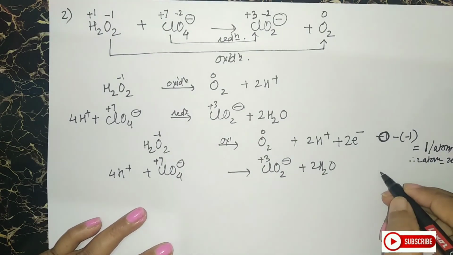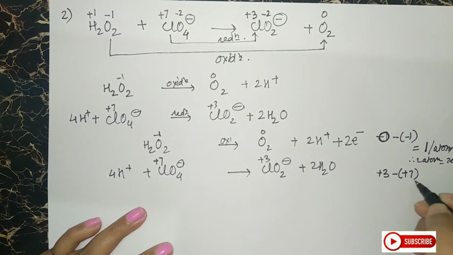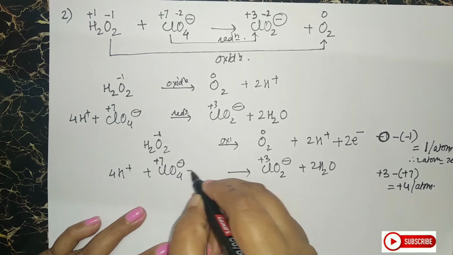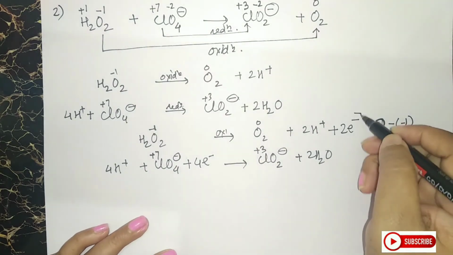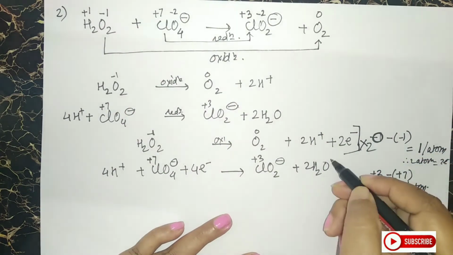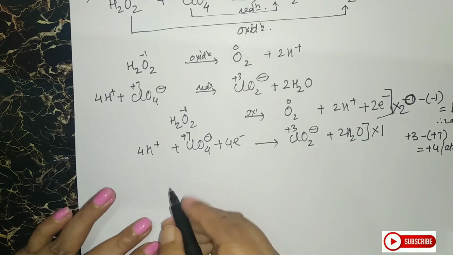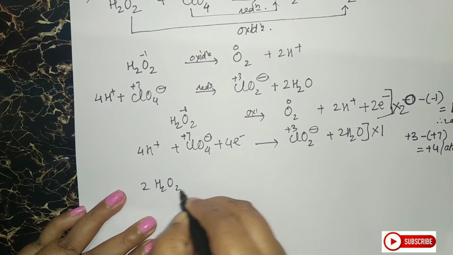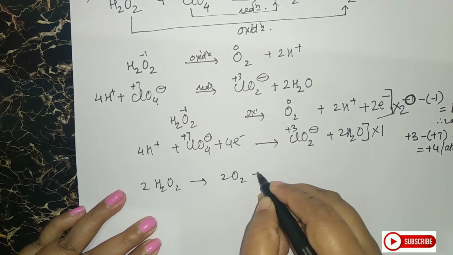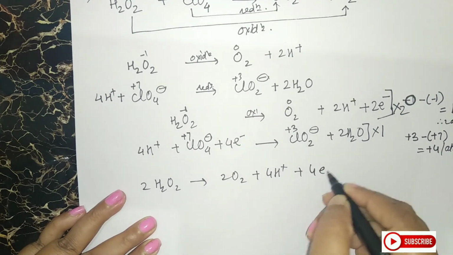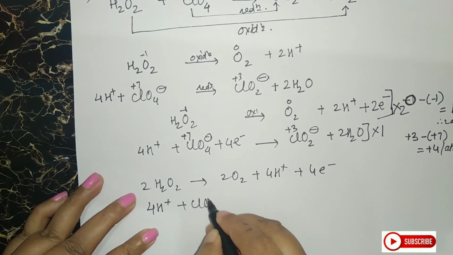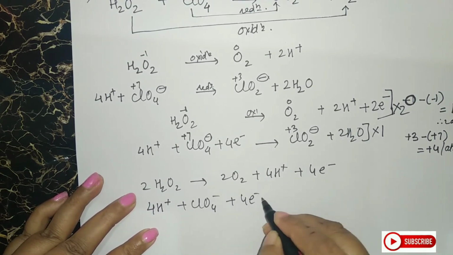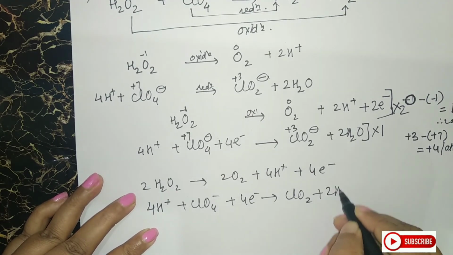If I see this, this will be +3 minus +7. So this will become +4 per atom. Here chlorine is 1 atom. So I will add 4 electrons onto this side. Next step is you have to balance the equations. So I should multiply this equation throughout by 2 and this by 1 and rewrite the equation. So I will get 2H2O2 gives 2O2 plus 4H plus 4 electrons and this will remain as it is. So it will be 4H plus ClO4 minus plus 4 electrons gives ClO2 plus 2H2O.